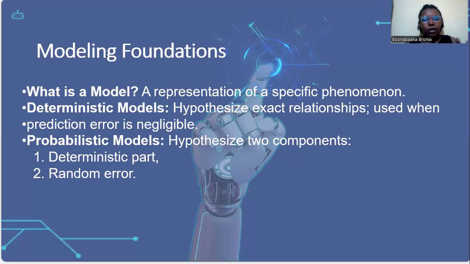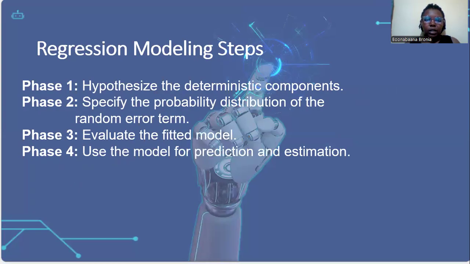The best idea of this all is that we have models, and the simplest way we can term a model is a representation of a specific phenomenon. And they can be deterministic models or probabilistic models. For deterministic models, we hypothesize an exact relationship that is used to predict, used when prediction error is negligible. And for probabilistic models, we hypothesize two components, that is the deterministic part and the random error part.